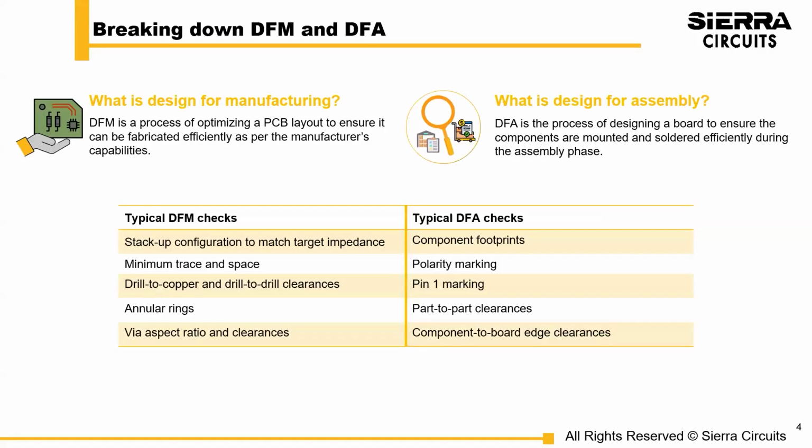Design for manufacturing, that is DFM, is a process of optimizing a PCB layout to ensure it can be fabricated efficiently as per the manufacturer's capabilities. It focuses on material selection, stack up layers, trace widths and spacing, drill sizes and tolerances. Whereas design for assembly, DFA, is the process of designing a board to ensure the components are mounted and soldered efficiently during the assembly phase. DFA usually focuses on component footprints, polarity marking, pin 1 marking, part to part clearances, and component to board edge clearance.